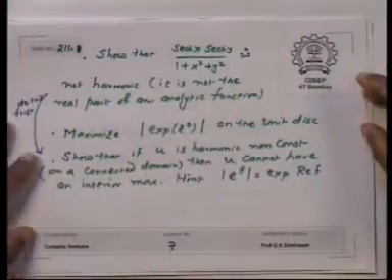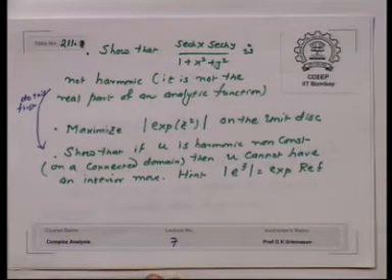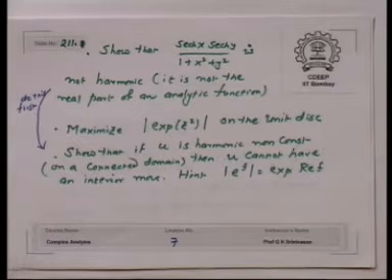Some exercises. Show that hyperbolic secant x, hyperbolic secant y upon 1 plus x squared plus y squared is not harmonic. It is not the real part of an analytic function. Of course, you could try to calculate the Laplacian, but you are going to get into a miserable, horrible mess. Don't try to calculate the Laplacian.